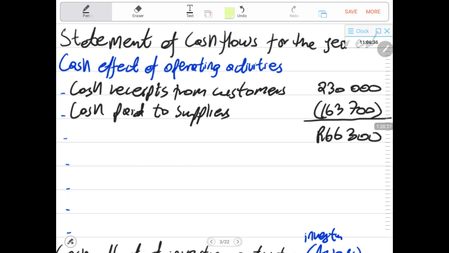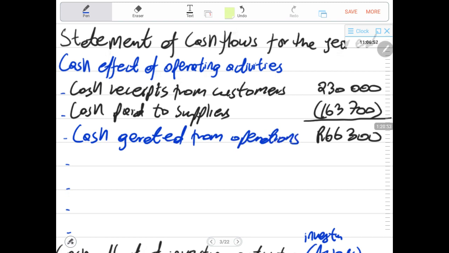Cash generated from operations, what is it? I will be explaining that in the next video. I want to highlight this cash that is generated from what? From operations. That means when we do this reconciliation note, anything that is not because of operation, we don't need it. Remember, we started there with the profit before tax. What do we remove? We remove anything that has nothing to do with the operation.